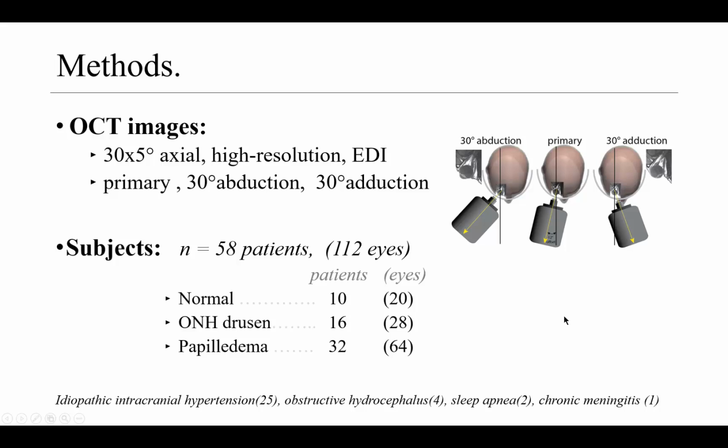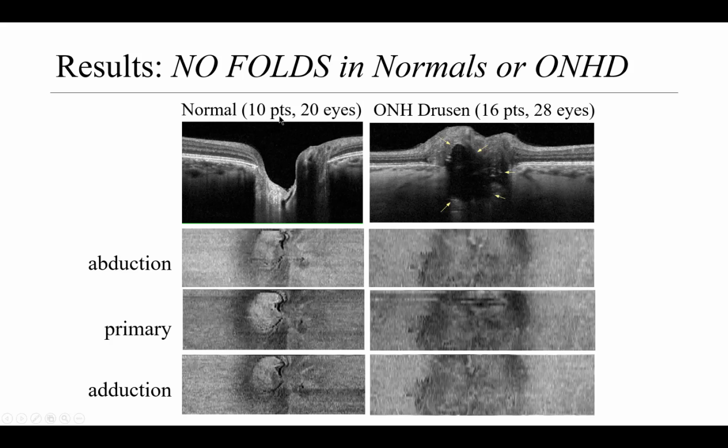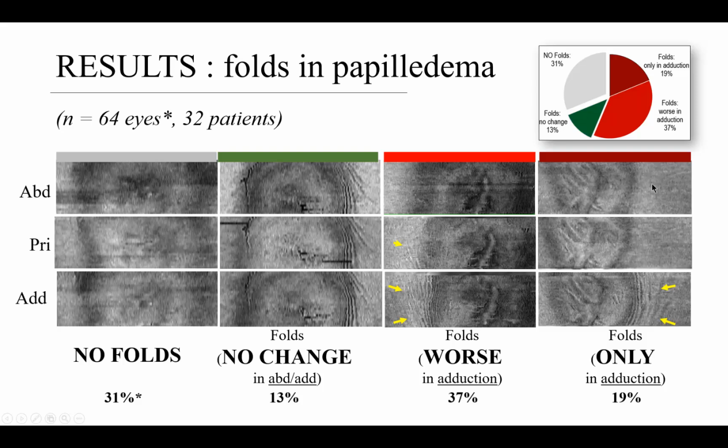Because it was possible that these folds appear in adduction on everybody. So let me put that to rest. Normals and patients with drusen don't develop folds in adduction across the board. They don't have folds in primary either. Now, the patients with papilledema fell into 4 categories.